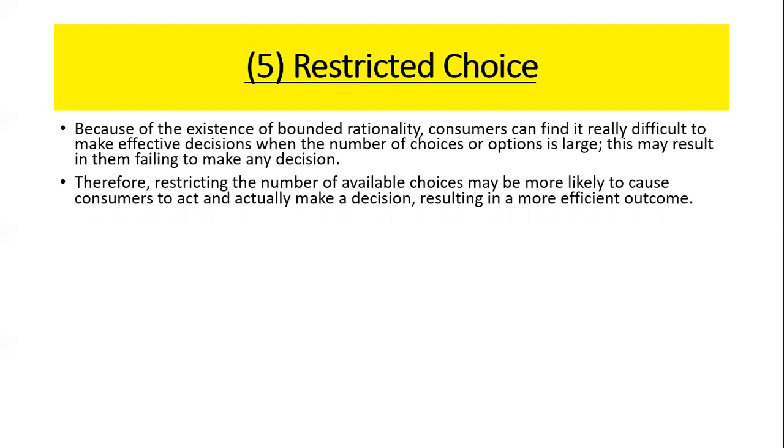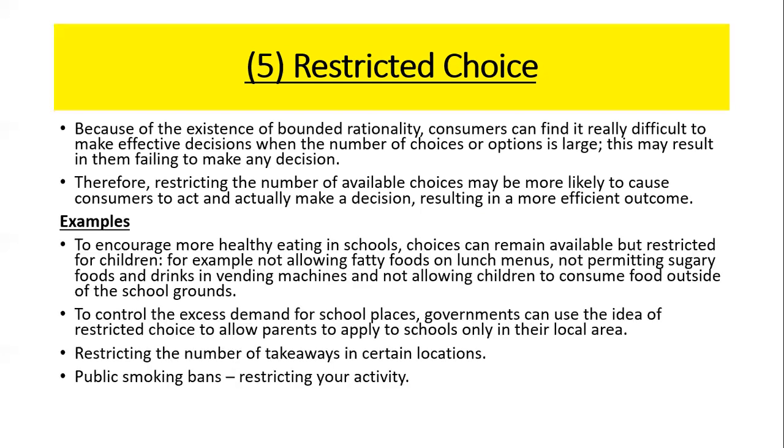So for example, in our school, you are allowed fish and chips on a Friday, but that's restricted to 1 day in the week. So children are allowed to have access to chips. They are allowed to have access to slightly fattier foods than what they normally would have done. The idea that individuals would also be able to make a quicker decision could speed up the fact that they wouldn't have to weigh through the more irrational decisions. Therefore, restricting the number of available choices may be more likely to cause consumers to act and actually make a decision, resulting in more efficient outcomes.